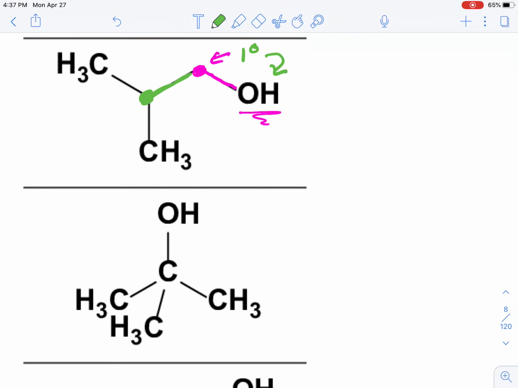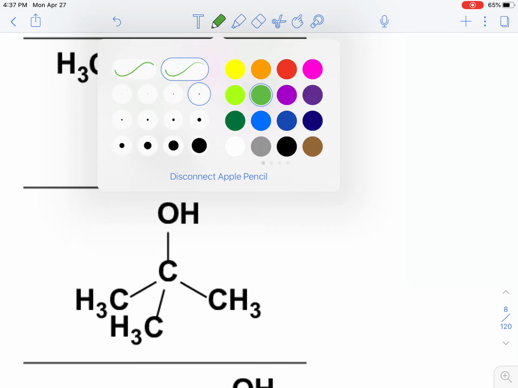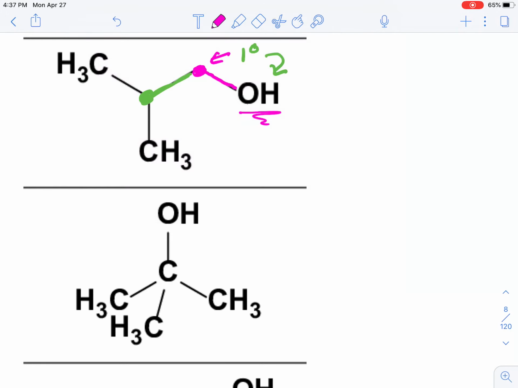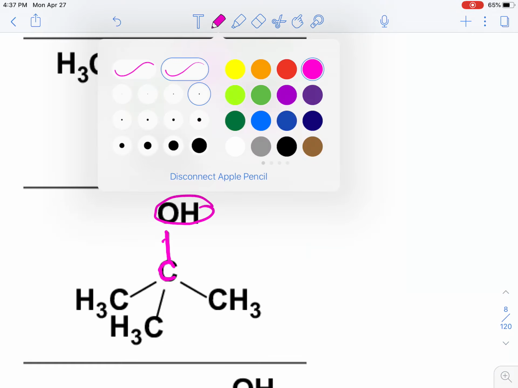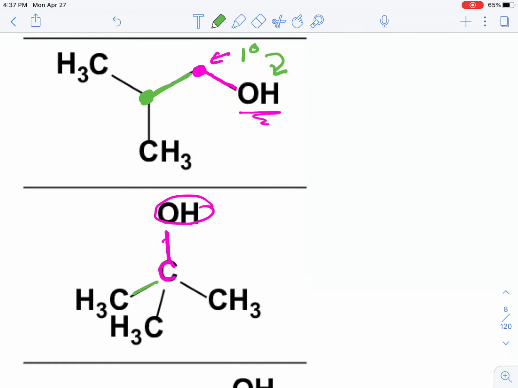Last but not least, here I have a different depiction of this organic compound. Here we have the alcohol. It's covalently bonded to this central carbon. And this carbon that's marked in pink is covalently bonded to 1, 2, 3 carbons, making this carbon in pink a tertiary carbon, making the alcohol that it's attached to also tertiary.